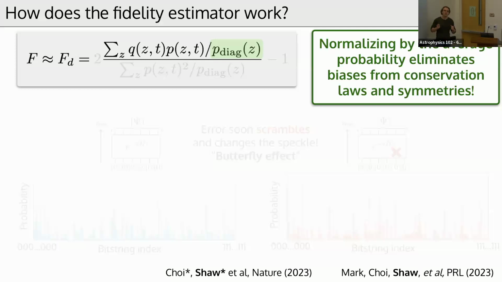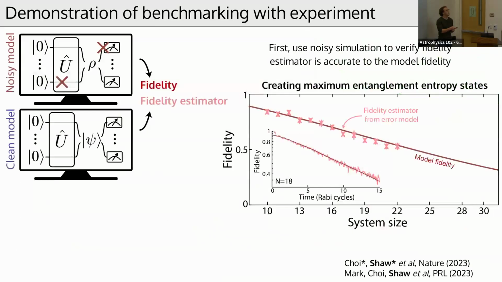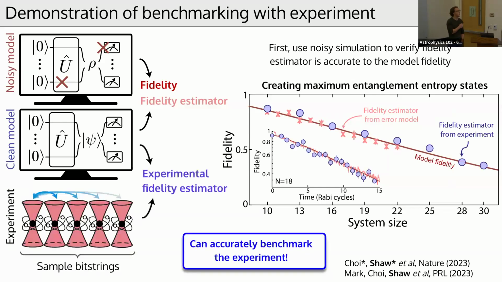It's probably easiest to show you that this works. So for instance, we can take our experimental system in simulation. We can simulate with no error and also with our ab initio error model. By comparing these two things, we see the fidelity estimator is a very good match for the fidelity across both system size and evolution time. And we can then put experimental data on this plot as well. You can see agreement between these three different curves, so we really are able to benchmark the experimental fidelity here for system sizes up to n equals 30.